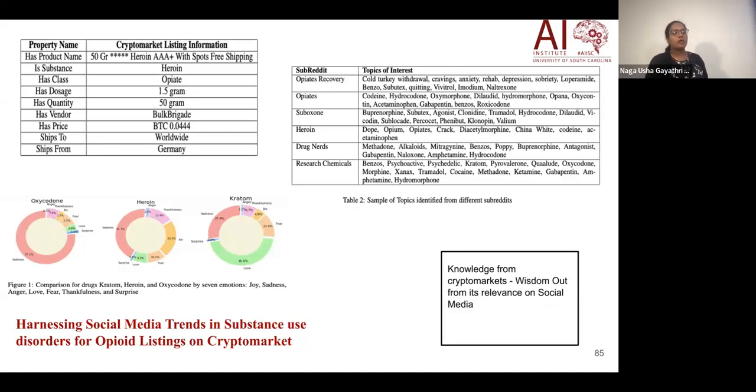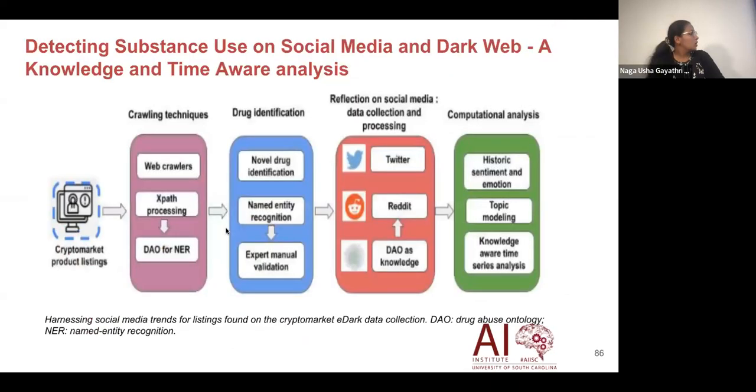Over 70,000 opioid related listings were crawled on the dark web, and the raw HTML files were collected and parsed. This is a sample of data that came from the dark web, and this is social media data that we are able to extract using this product information. These are the comparison of several drugs, sentiments, and emotions. After doing such work, we are interested in detecting substance use, basically whether the user is addicted or not.